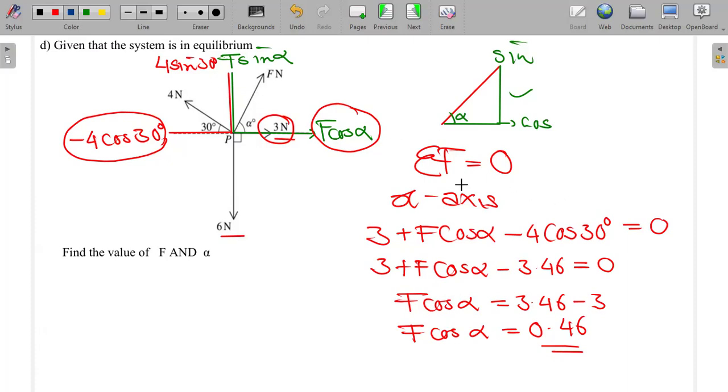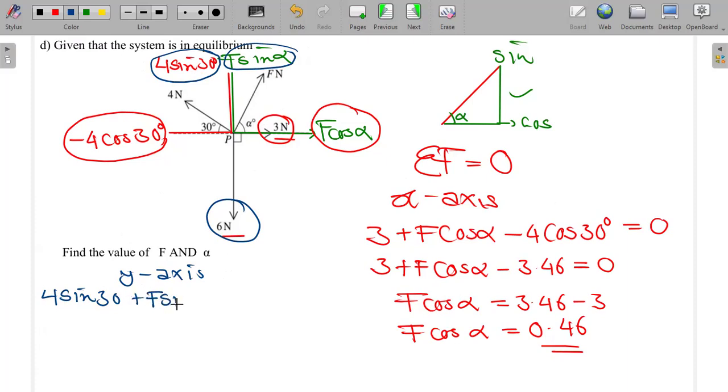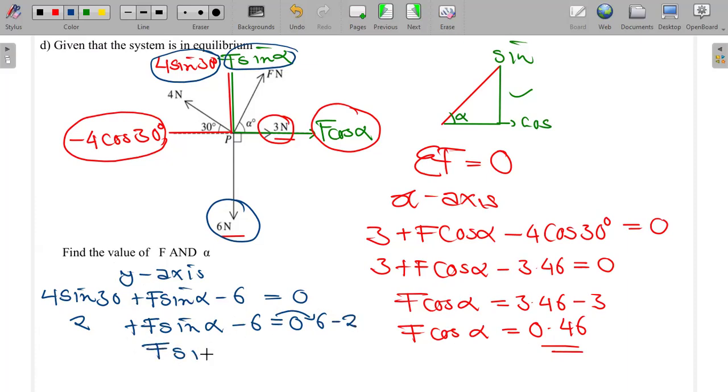Let's go to the y-axis. In the y-axis, what do we have? We have this force that is pointing towards the negative y direction. Then we have this force pointing towards the positive y direction, and also that force that is pointing towards the positive y direction. So I'm going to have 4 sine 30 plus F sine alpha minus 6. This should be equal to 0, like that. Then we can find the value of 4 sine 30. This is just giving me 2. So I have my 2 here plus F sine alpha minus 6, and this should be equal to 0. If I take these 2 to the other side of my equation, I'll have positive 6 there minus 2. That means in the y-axis, F sine alpha is equal to 4.